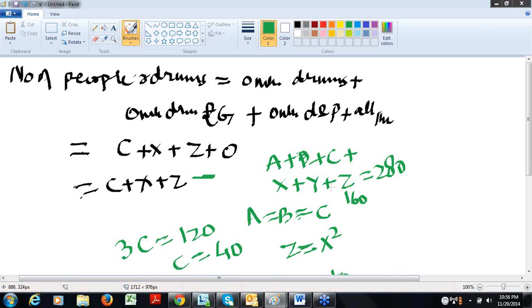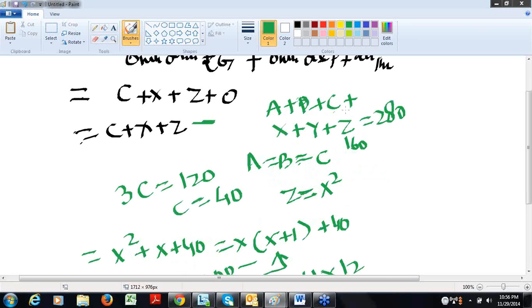How Y is equal to 50? Sheetal, Y is not equal to 50. C is equal to 50. Because A plus B plus C plus X plus Y plus Z is equal to 280. X plus Y plus Z has been given as 160 already in the equation.